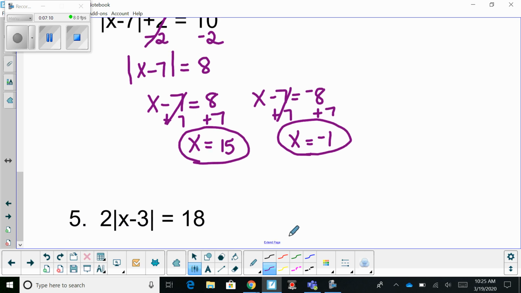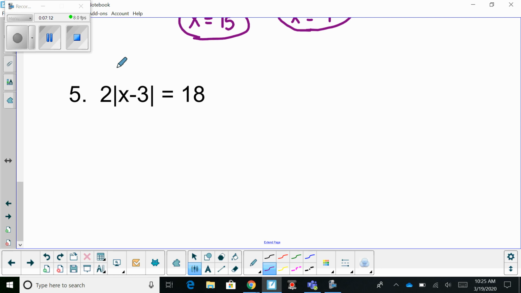On this last example, we also have to isolate the absolute value bars. Here we've got 2 times the absolute value of x minus 3 equals 18. 2 is being multiplied by the absolute value, so the inverse would be to divide by 2. This will cancel, and I have the absolute value of x minus 3 equals 9.